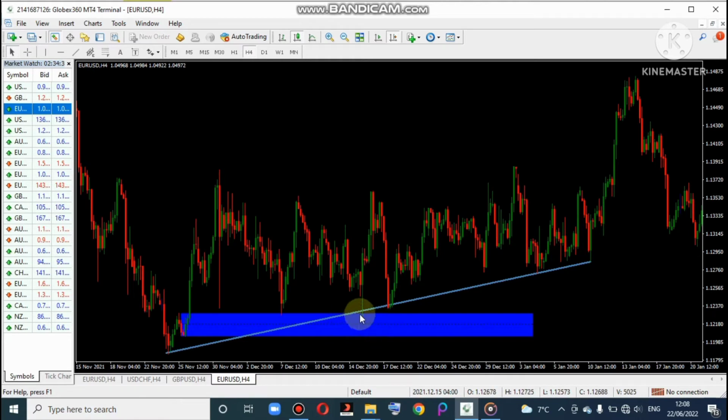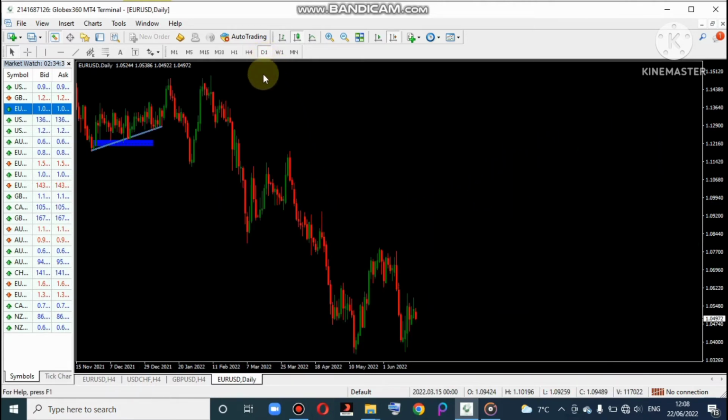So now what do you do? You wait for the price to get here. As soon as the price gets here, you just buy and you put your stop loss below. What happened? The price went up. As soon as the price gets back to the same horizontal, to the same trend line, you buy. The price is going up. Immediately the price gets back here, you buy. The price went up. That's how simple it is to trade using trend lines.